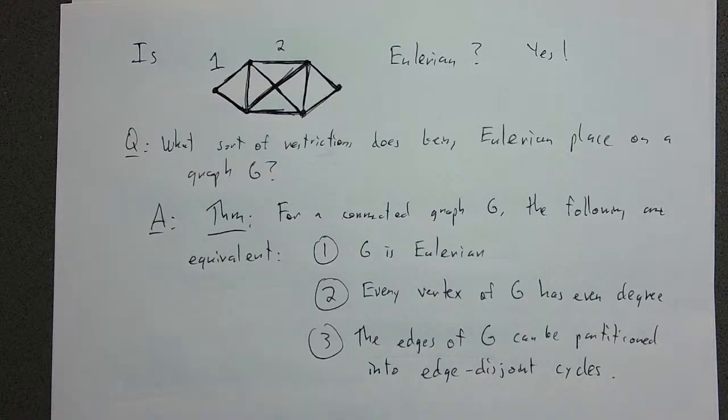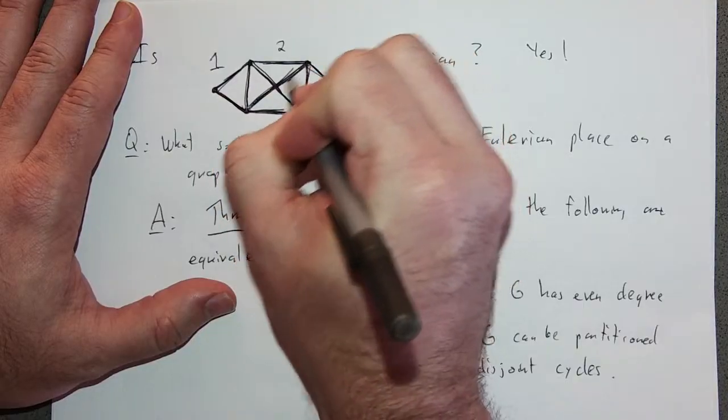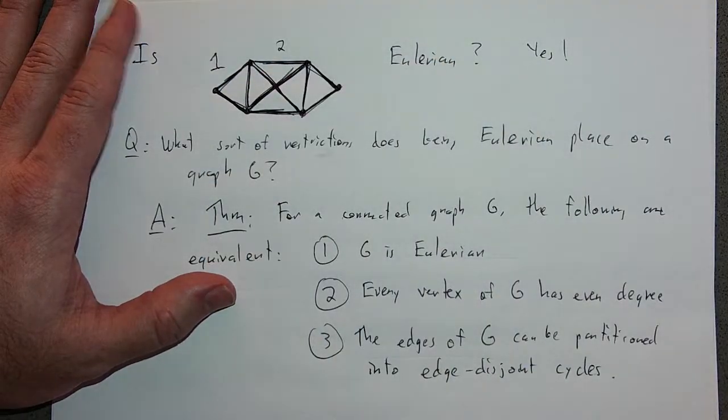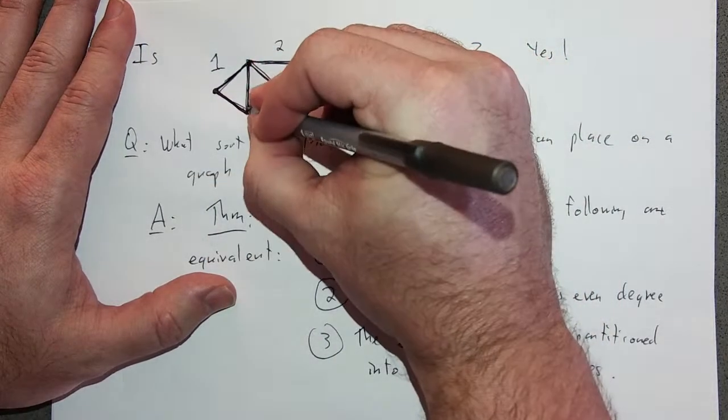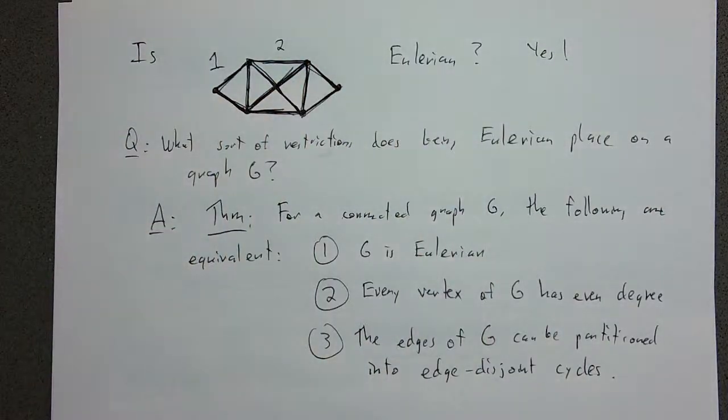Okay. So cycle 1 is this figure 8 sort of thing, and cycle 2 is around this square. Notice none of those edges belong to the other cycle. So that's what I mean when I say that they're edge disjoint. Okay, so I get 2 cycles.